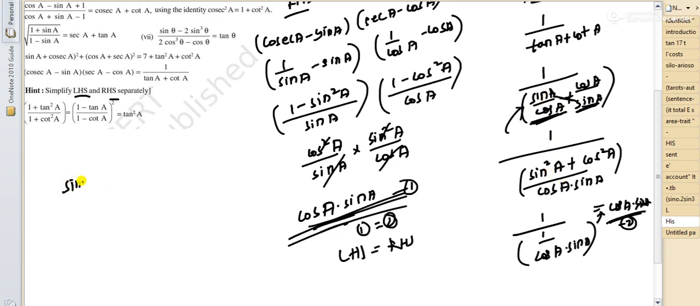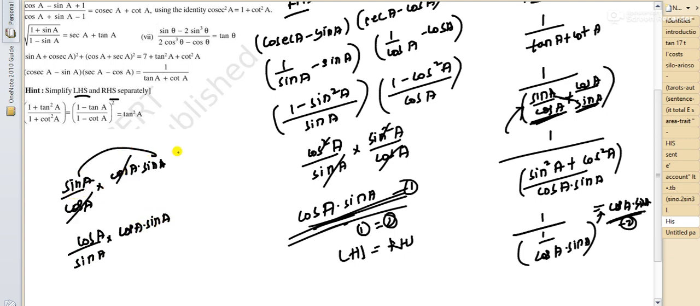See, if I multiply sin a by cos a into LCM, what is that? Cos a into sin a. Similarly, the next term is cos a by sin a into LCM, which is cos a into sin a. Correct? So cos will get cancelled. You get sin into sin. That's why I have written here sin square. Similarly, sin will get cancelled. So we'll write cos into cos, that is cos square a. Okay, I hope it's clear.